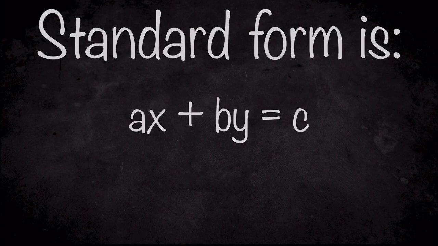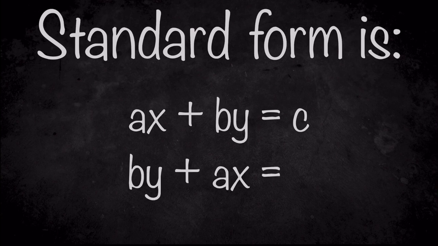Now, sometimes it may not always be exactly like this. Sometimes it may look like this: by plus ax equals c. But they are still the same and will equal the same thing whether it is like this or like this. Now, let's go back to the steps.